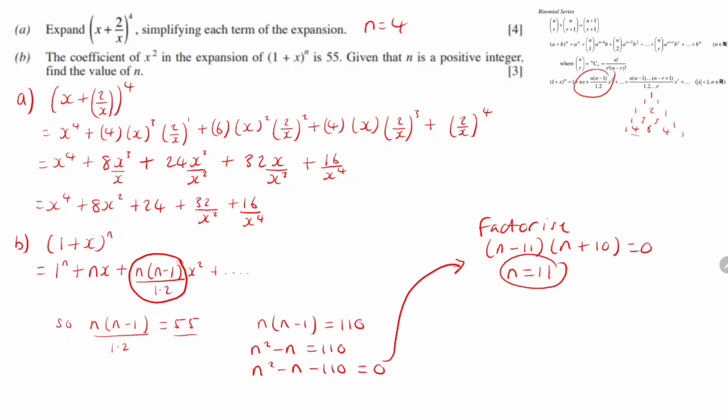We're told that this coefficient must be equal to 55. Now, at the bottom is 1 times by 2, which is 2. So if you double the 55, you end up with 110. Expand the brackets on the left and bring everything over to one side. You end up with a quadratic, which needs to be factorised. There's two possible answers, minus 10 and 11, but it tells you it has to be the positive answer. So n would have been 11.